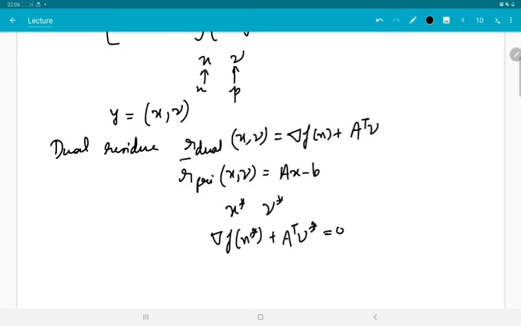Concatenate r dual and r primal to have a variable called the residue, which is r. It takes in y, where y is an n plus p vector, and produces an n plus p vector, which is a concatenation of r dual and r primal.